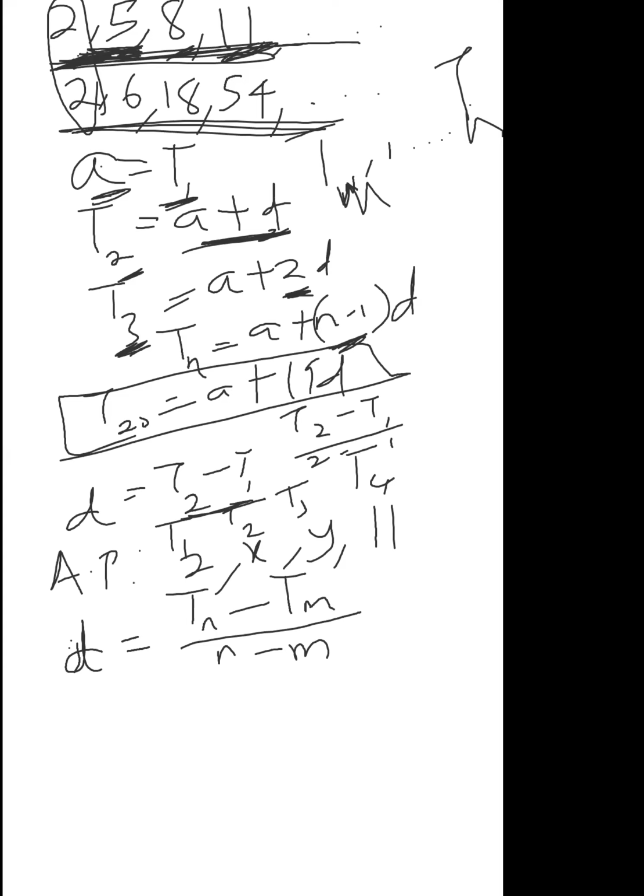So in this case now, they have given us T4 and T1. If you look at it, number them, T1, T4. So you just say what? Our common difference will be T4 minus T1 over 4 minus 1. So what is our T4? T4 is equal to 11. T1 is equal to what?